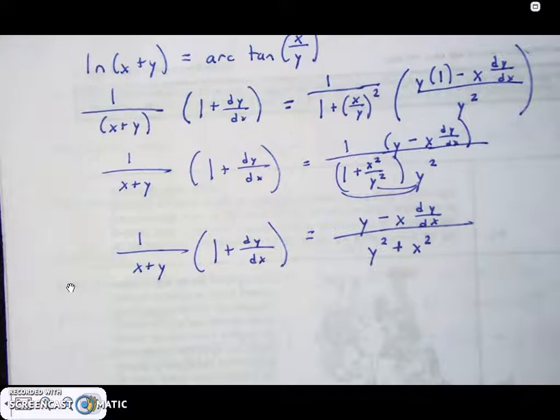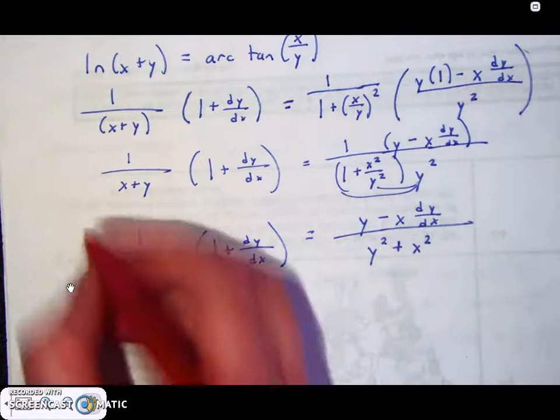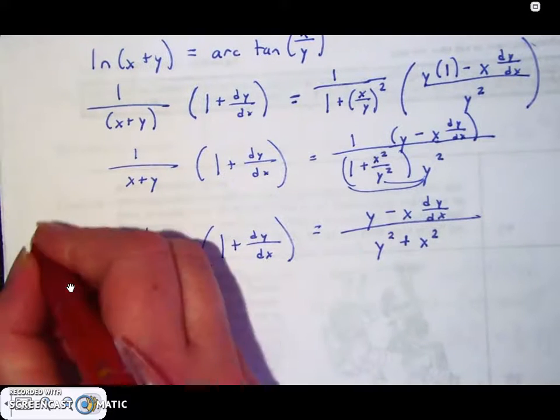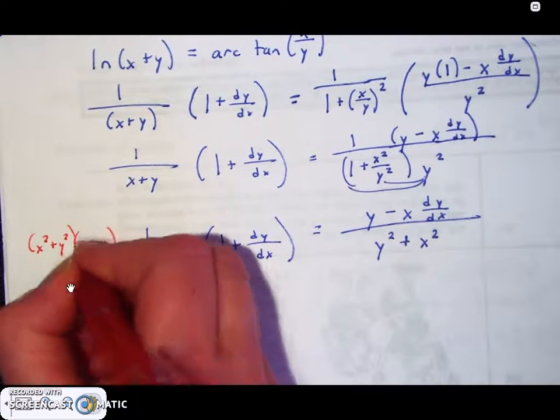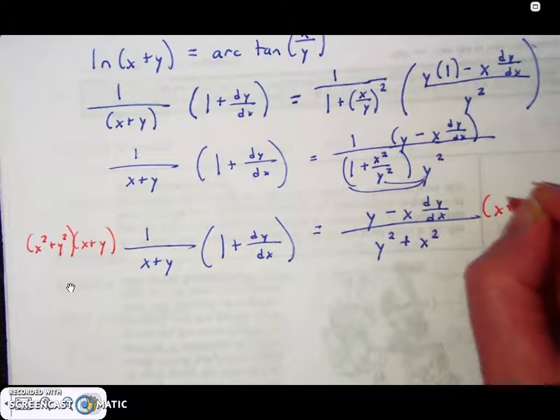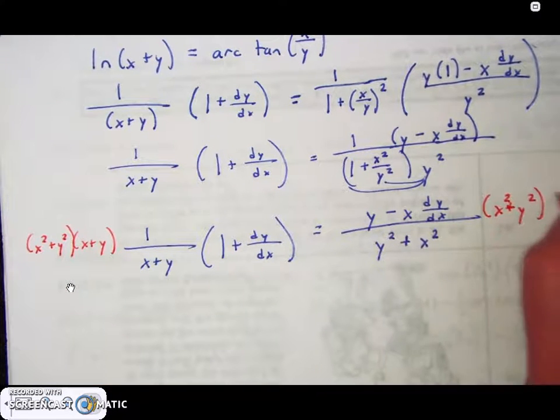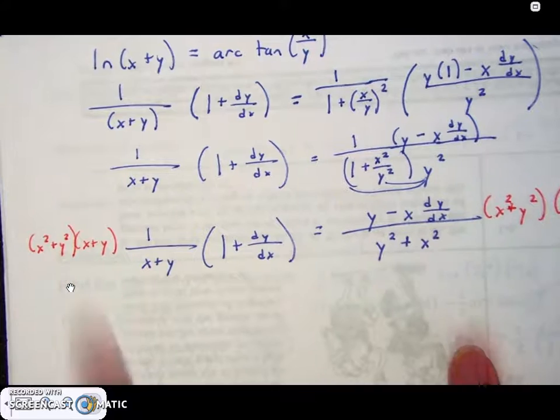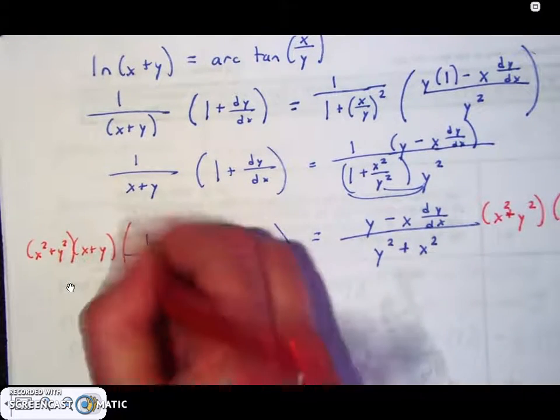So what I'm going to do is multiply everything through by something so I can just ditch all these fractions. If I want to get rid of all my fractions, what could I multiply through by? x plus y would get rid of that part. What else? Yes. I know, right? So we're going to have x squared plus y squared and x plus y. We're just taking both denominators, multiplying both sides by the combination of both denominators. So that's both sides of our equation.